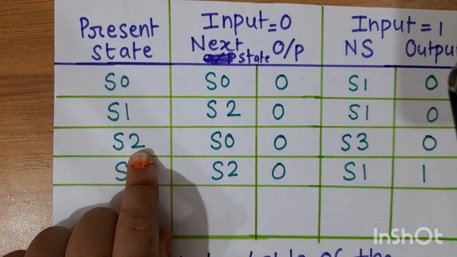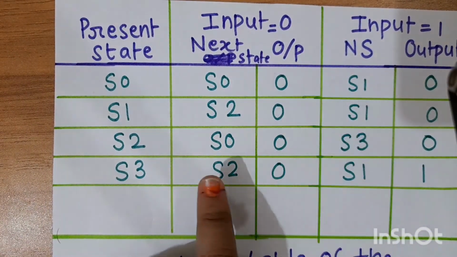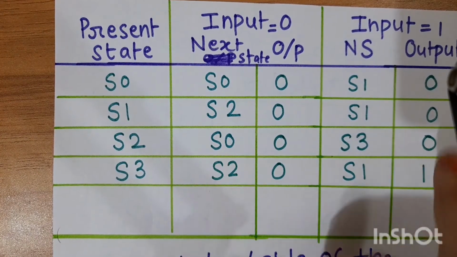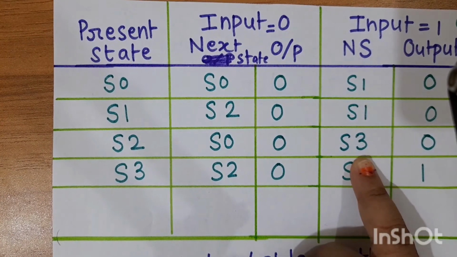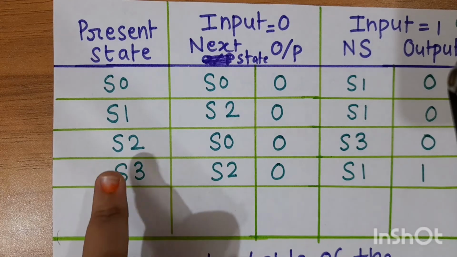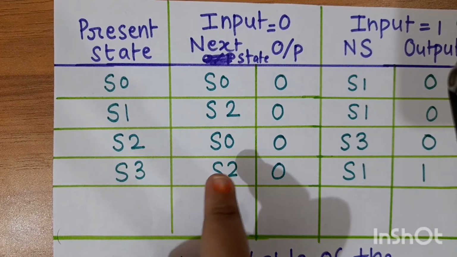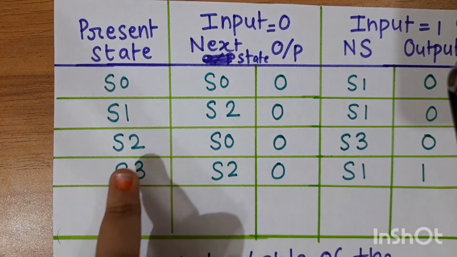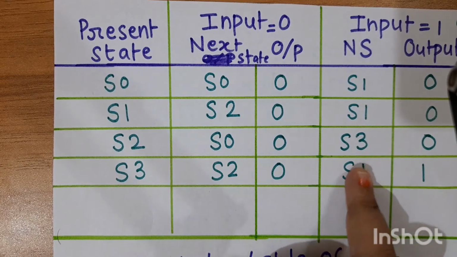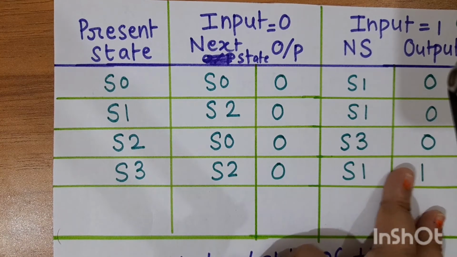You see, in S2 state, for input 0, S2 to S0 transition happens. For input 1, S2 to S3 transition happens. And in both the cases output is 0 only.